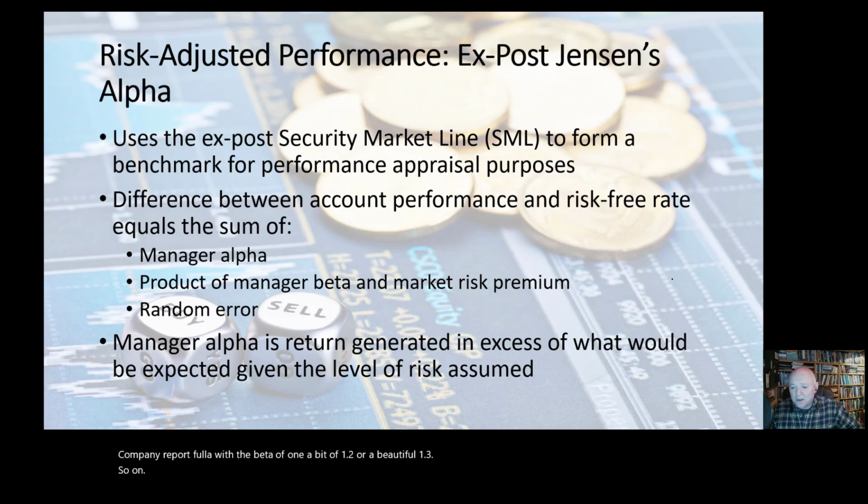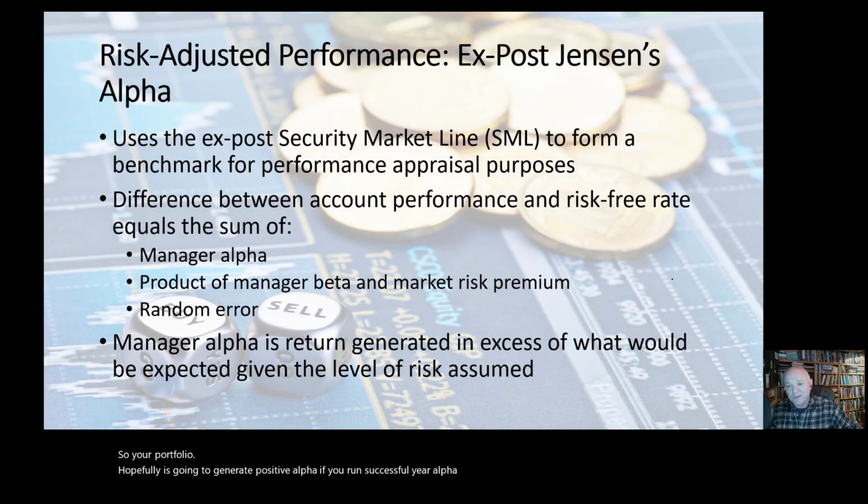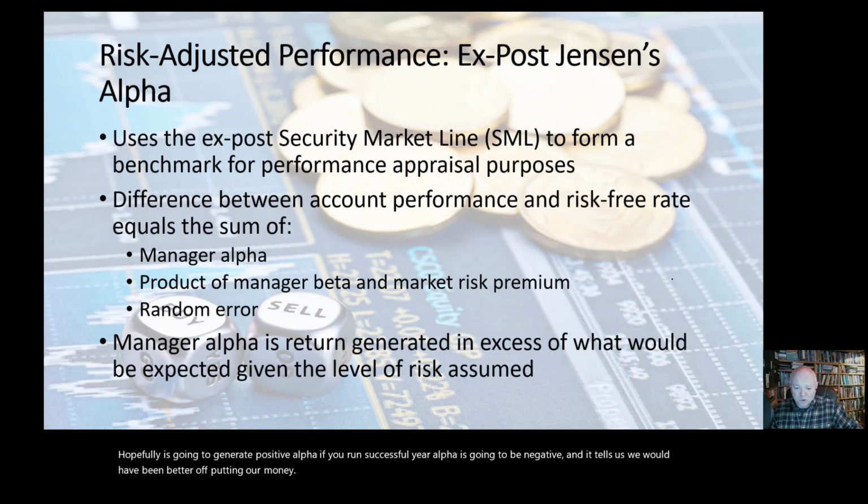So the market beta, the risk premium, describes the slope of the line. The alpha suggests where we sit relative to that line. And of course, there's noise or random error. So your portfolio hopefully is going to generate positive alpha. If you're unsuccessful, your alpha is going to be negative, and it tells us we would have been better off putting our money into a mutual fund that tracks the stock market.